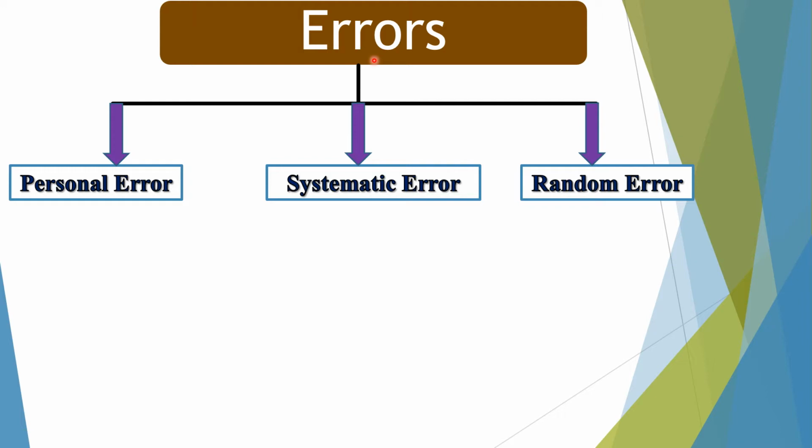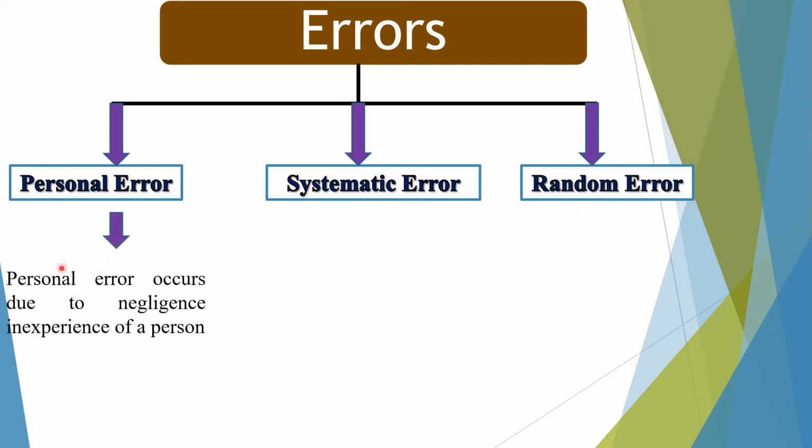Errors may be divided into three types: personal error, systematic error, and random error. Personal error. Personal error occurs due to negligence or inexperience of a person. If a person is inexperienced and does not have proper knowledge, error may occur.